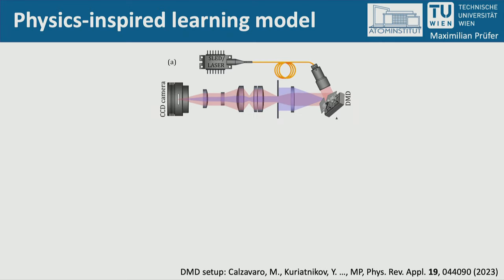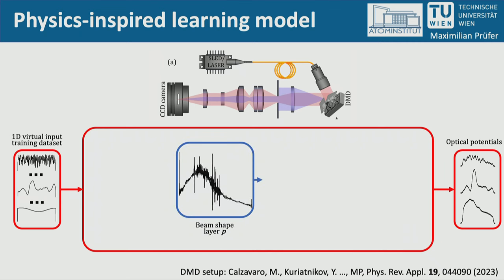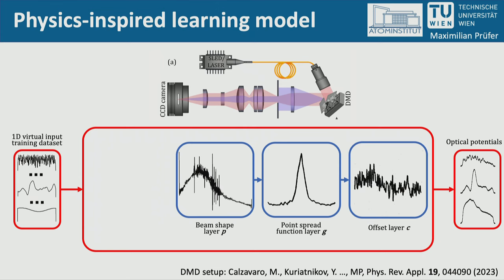So, in a way, what did we do? We thought of what is happening in the system. You have a 1D virtual input. In our case, 1D is enough because you have a 1D system, and you will get some optical potentials as an output. And now the question is, how do you set up the model in between? What we first thought of was to put a layer which represents the shape of our beam, so we don't put a homogeneous light beam onto the DMD, but one that already has some shape. Secondly, there is some imaging going on, and this imaging has a finite resolution, so we can include a point spread function. This gives the resolution of the optical system, and there can be some offsets to the camera, to the measurement, to something else, to some noise, basically.